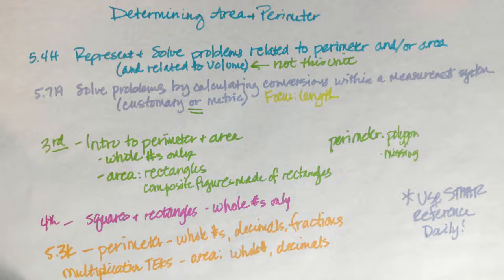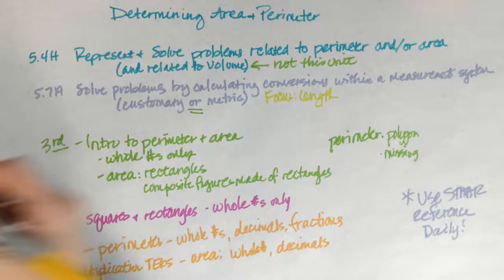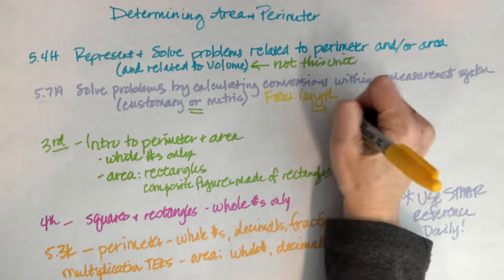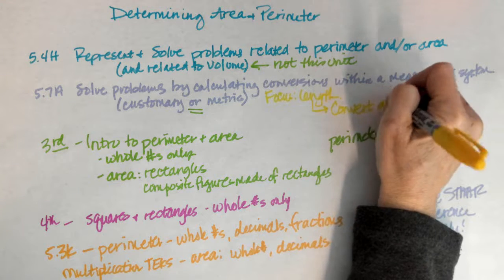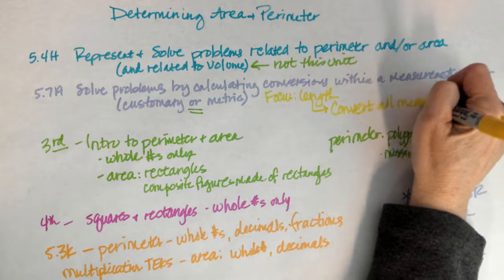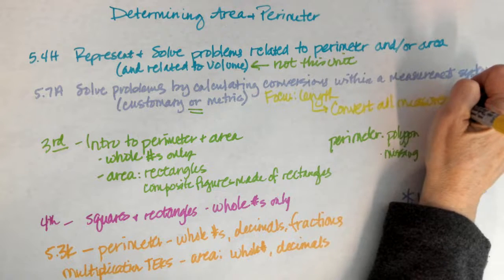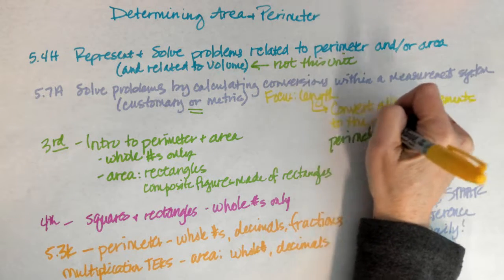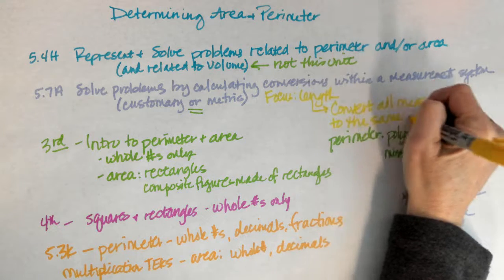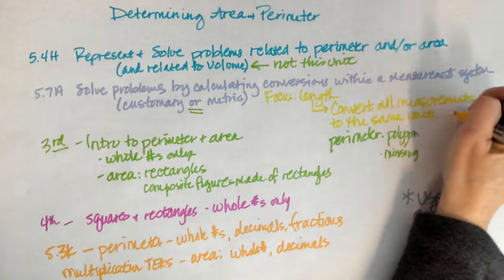So what do we want to make sure? If my measurements are given to me in 2 different units, I convert first. Convert everything to the same unit first, then I can solve the problem. So convert all measurements to the same unit. Then solve.